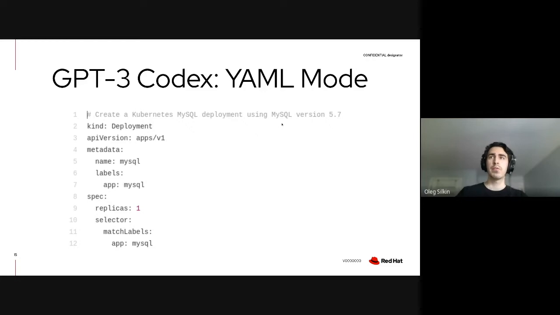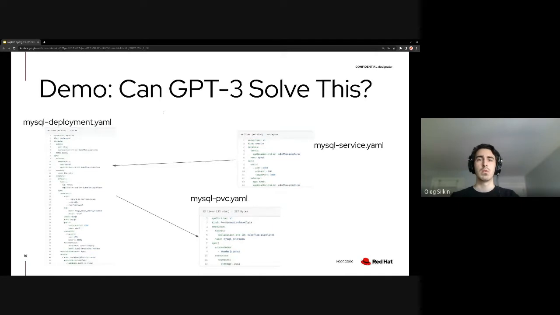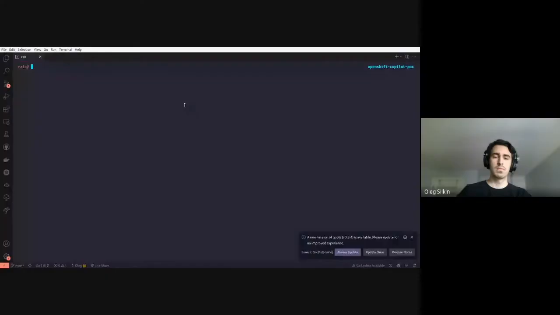So going back to our YAML spaghetti code, can we actually use GPT-3 in order to generate all this? Well, that's where we're going to do a demo. So I'm going to reshare into VS Code. Give me 1 second. Let me make this a little bit bigger.